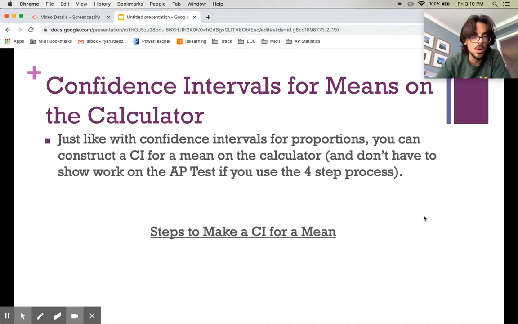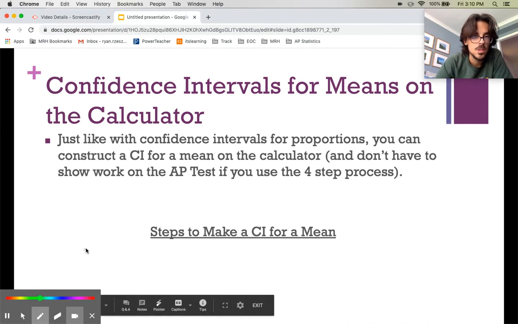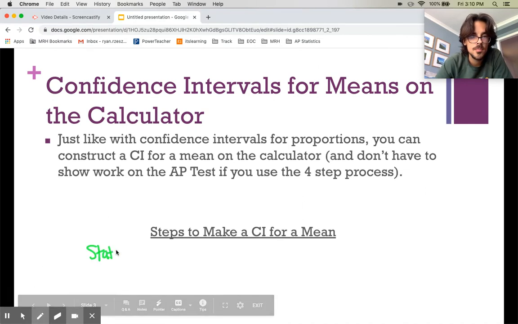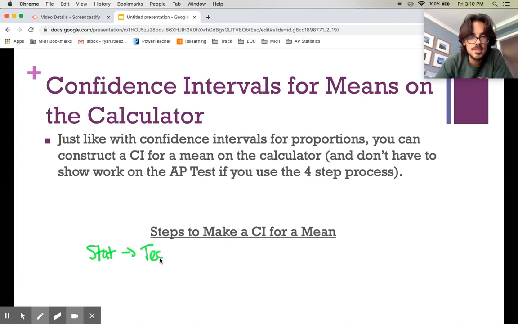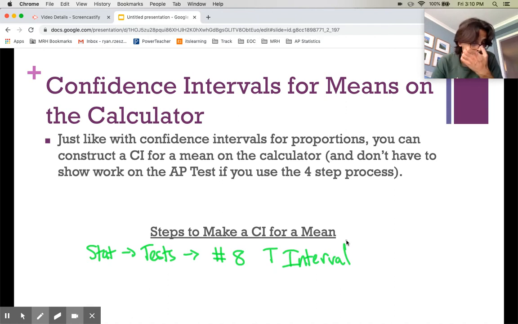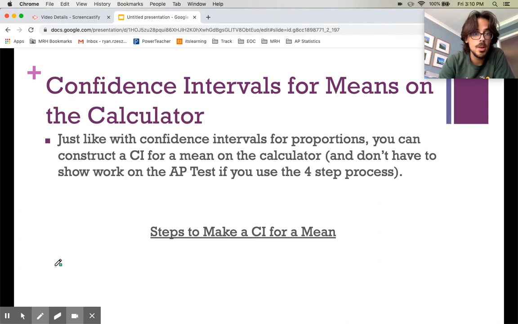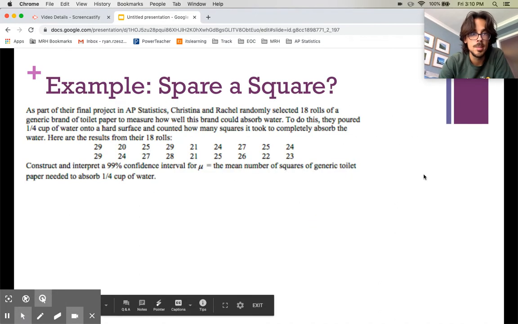So we're going to go on our calculator to stats, and then to tests, and then to number 8, which is called T interval. And this is going to be our shortcut for when you do a 4-step problem, just like we had a shortcut last time. So let's talk about how this actually works and do an example.